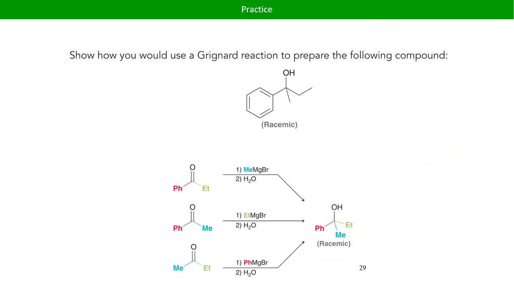Oh, there you go. Nice and neat. You could have the phenyl and the ethyl attached and add the methyl. You could have the phenyl and the methyl, add the ethyl. You could have the methyl and the ethyl and add the phenyl.